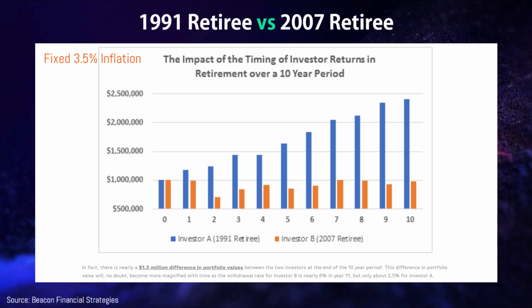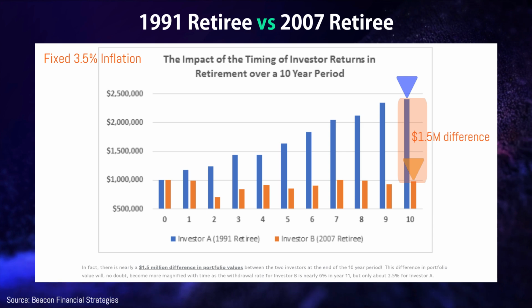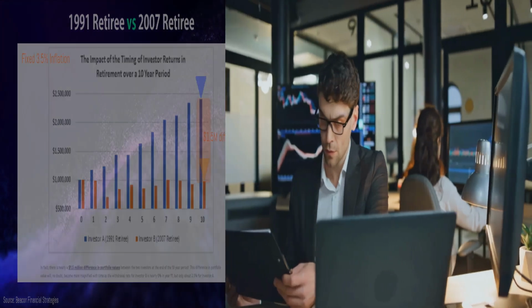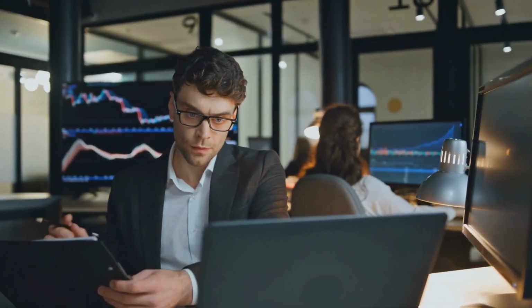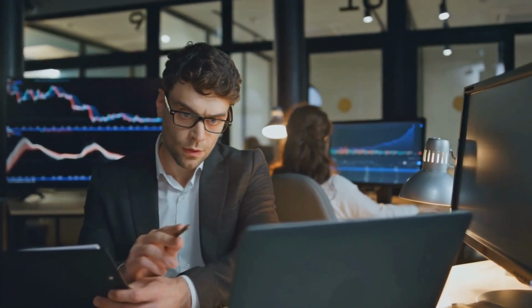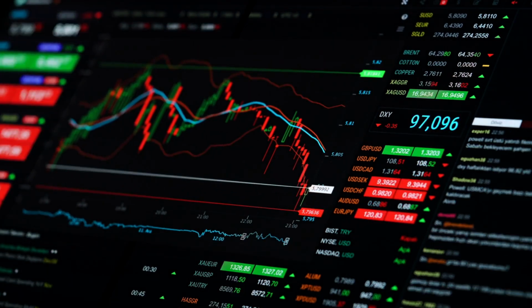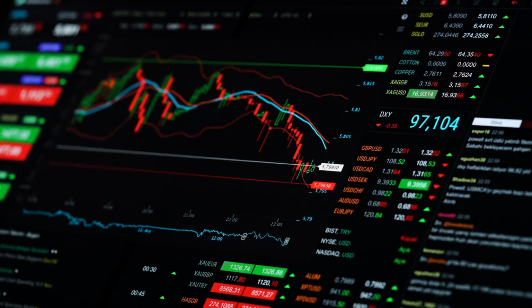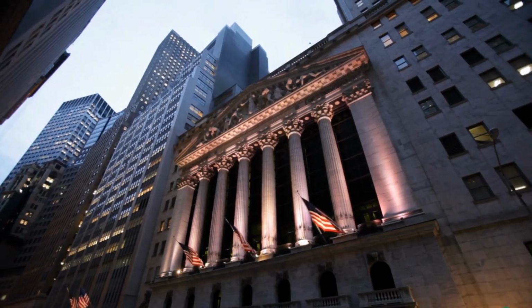After just 10 years, there was a $1.5 million difference between their portfolio balances. This difference illustrates the impact of sequence of returns risk. Early negative returns, combined with regular withdrawals, can drastically deplete your savings, limiting potential future growth. Now, that example assumed a fixed inflation rate of 3.5% to isolate the effect of market returns. But what happens when we factor in real inflation?